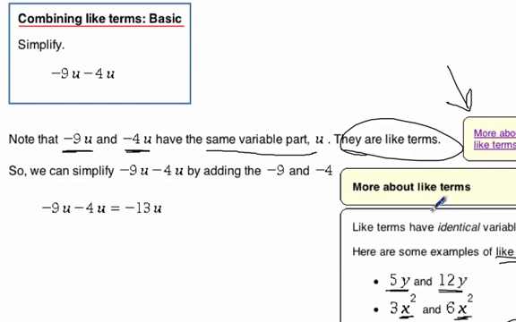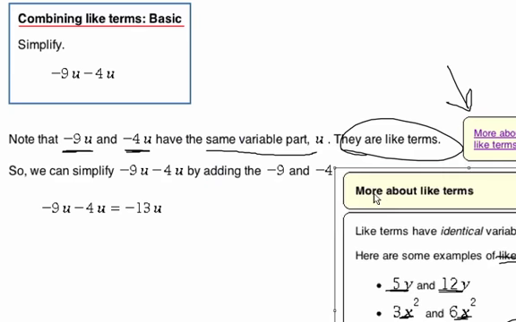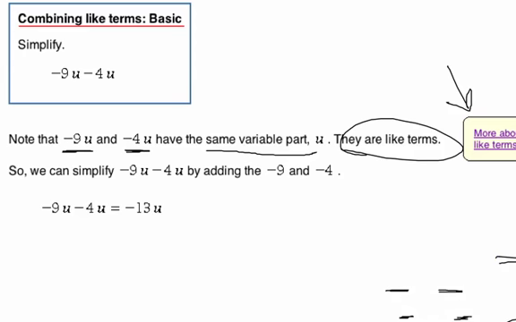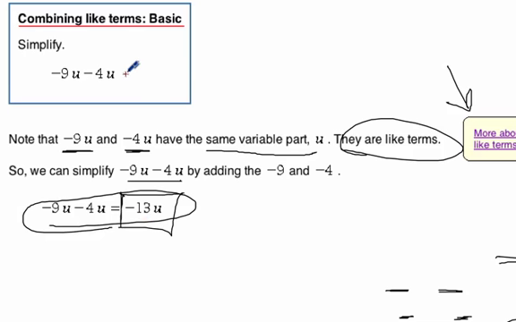Okay, so let's go back to our original problem and take a look at how we can combine those. Because they are like terms, we can just add the numbers or subtract. In this case, we're going to combine a negative 9 and a negative 4. So those go together to make a negative 13u. That's our final answer for this one, negative 13u.